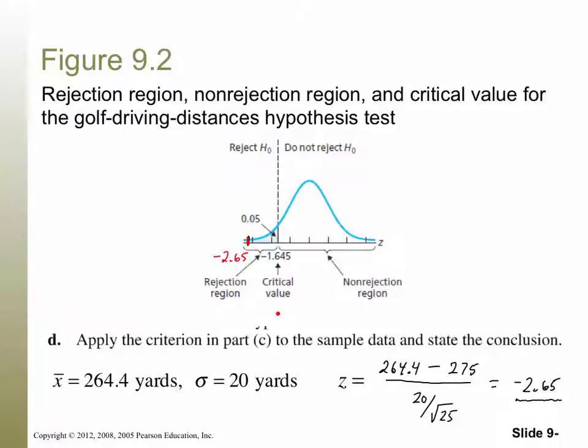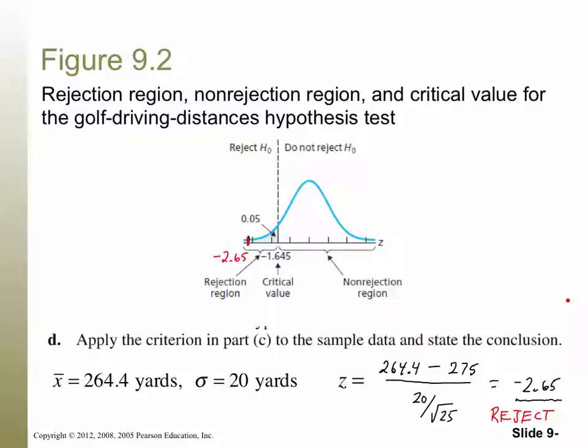So, conclusion? What do we decide? We look at that and we say his sample mean gives us a z-score less than negative 1.645, or to the left of negative 1.645. So according to the sample that we got and the significance level that we used, do we reject or not reject? Reject. And the conclusion is? He's lying. He actually can't hit it 275 yards.